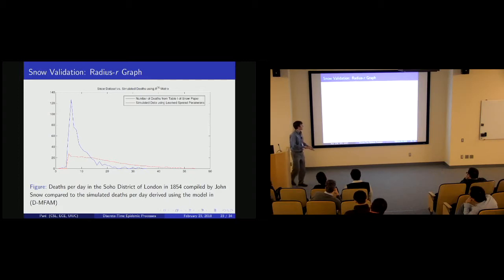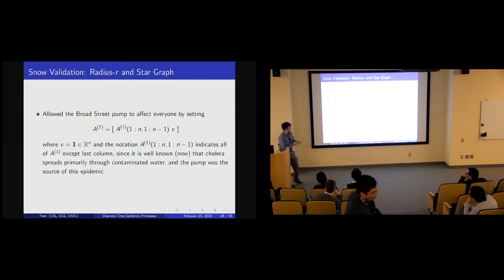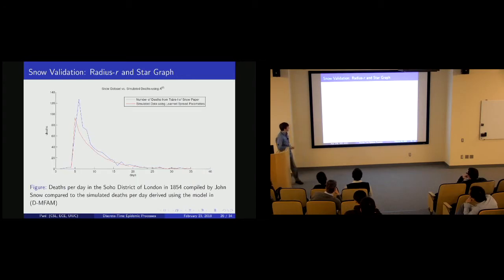But if we try several different graph structures, we can get much better behavior. We know that the pump was the source of the epidemic. So if we add a star graph on top of that, so we're allowing the pump to affect every single household, it looks like this, the green edges have been added, then we get a much better picture of the behavior of the system. And the red is the simulated, and the blue is the true.